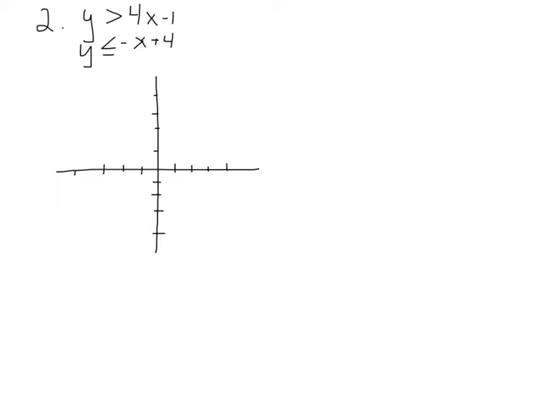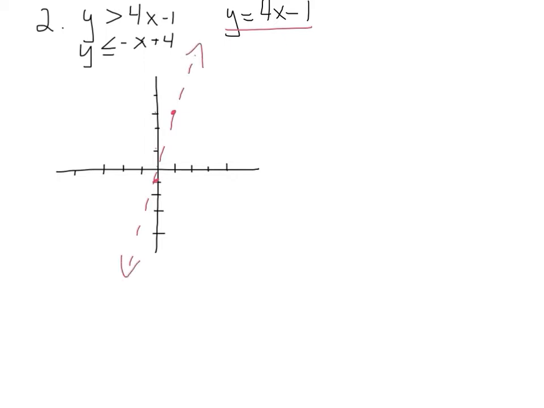Remember, what we do first is we get rid of the inequality, and we say y equals 4x minus 1. So in that case, I'm going to do that one in red. So negative 1 is the y-intercept, and then I go up 4 over 1. There's my second point. It's just greater than, so this is going to be a dotted line.